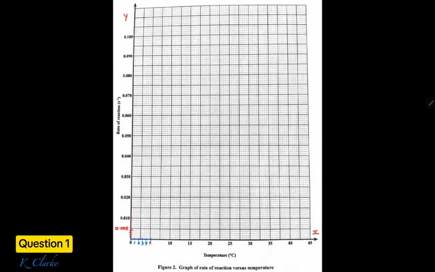I will be explaining how to plot 1 point. Find 5 degrees Celsius on the x-axis, go up until 0.017 on the y-axis, put a dot and circle it. Plotting the points for all the experiments up to experiment number 7. Afterwards, draw a smooth curve through all the points.